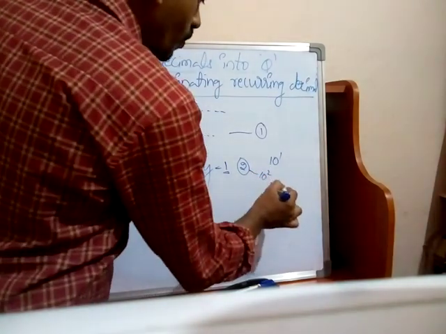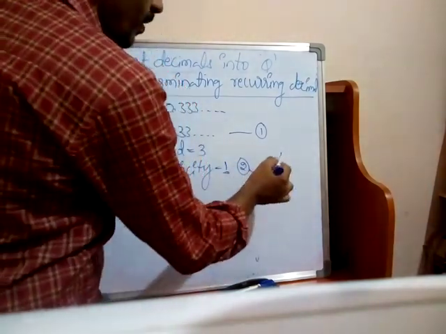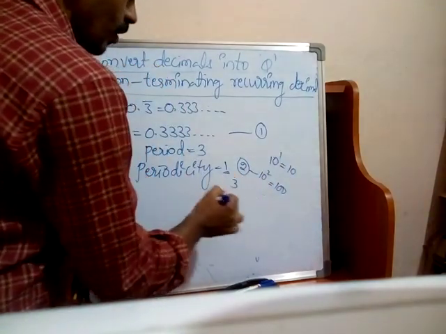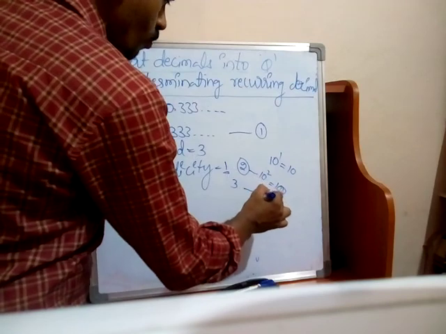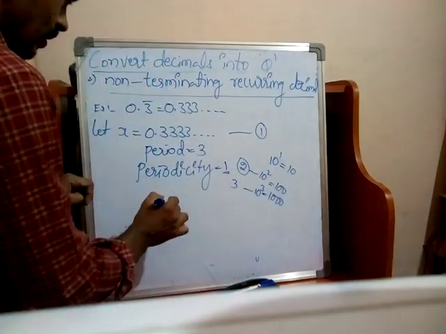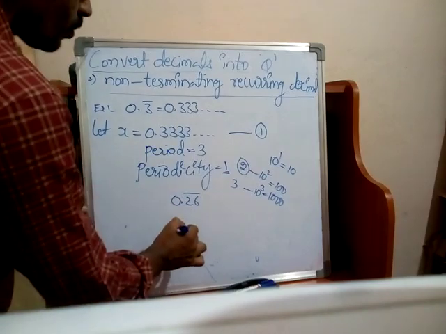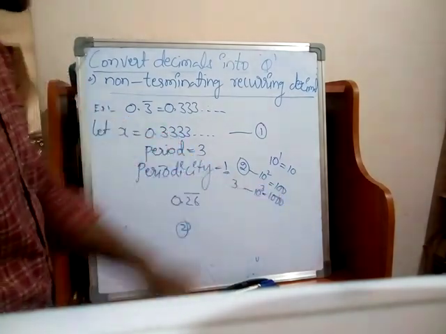10 power 2 means how much? 100. 10 power 1 means 10 only. If periodicity is 3, multiply with 10 power 3, which means 1000. Like this, take 0.26 bar. Here periodicity is how much? 2. So that's why multiply with 100.